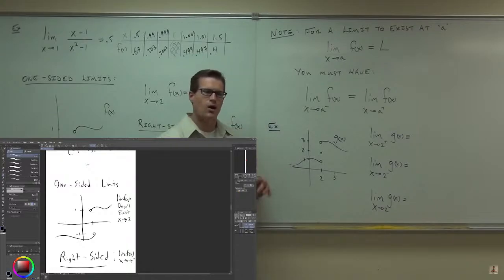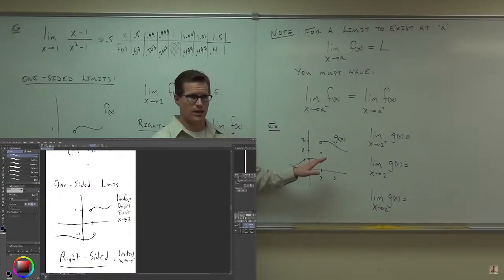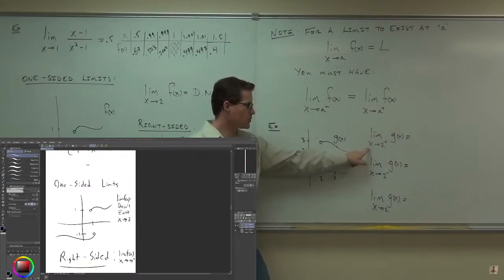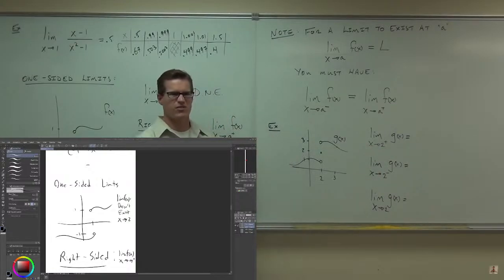So right now, I want you to determine on your own, don't say it out loud, okay, let everyone do this. Can you determine on your own the limit of g of x as x approaches 2 from the right? Do it on your own, don't say it out loud. Give it 5 seconds.